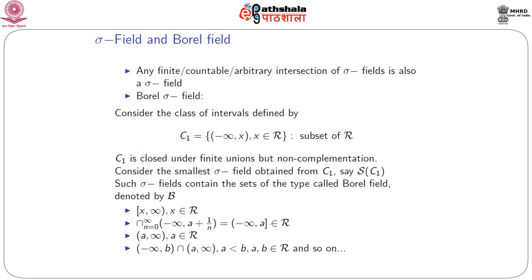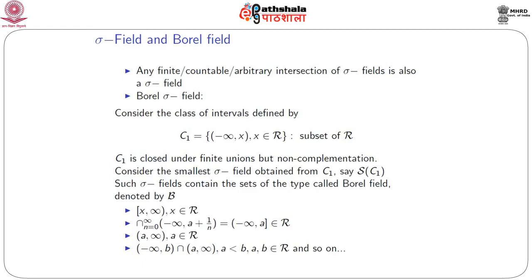Now, we will try to give an idea about one special sigma field we call Borel field or Borel sigma field. We consider a class of intervals defined by C1 as minus infinity to x, x belongs to R. This is definitely a subset of script R. C1 is closed under finite unions, it is easy to note, but not complementation. Now, we consider the smallest sigma field generated from C1. We define it as sigma of C1. Such a sigma field contains the sets of the type we call Borel sets. This sigma field is called Borel field.